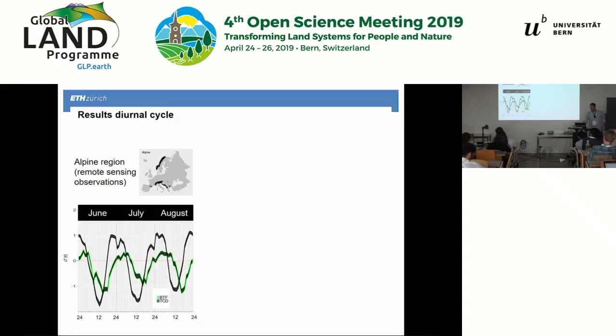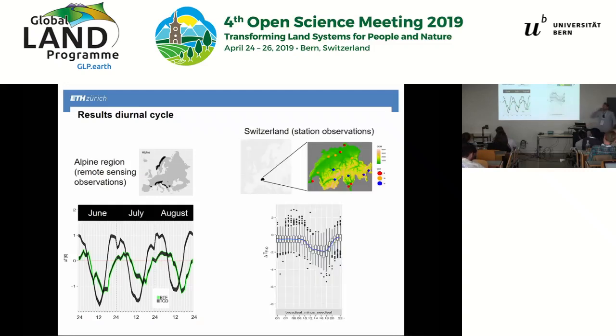We also compared these data to station observations in Switzerland, where we have observations of broadleaf sites and needleleaf sites. It seems quite consistent that we have a similar daily cycle of cooling.